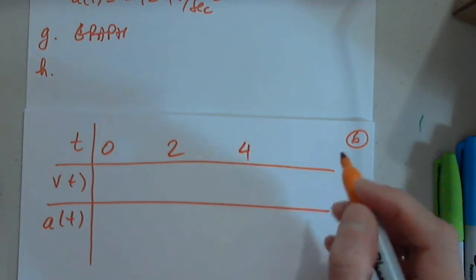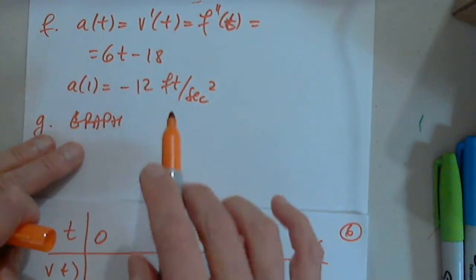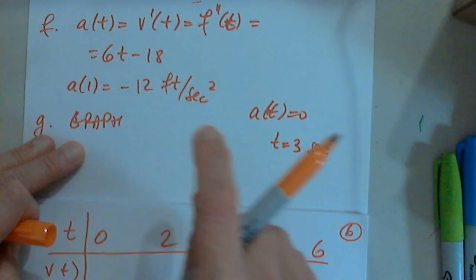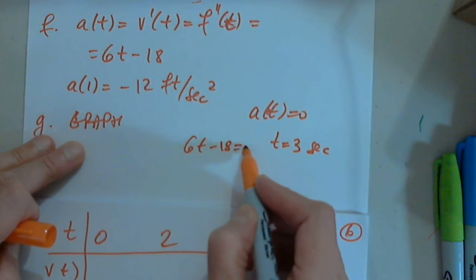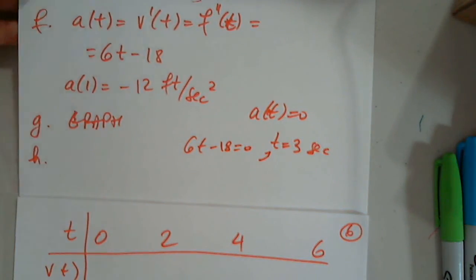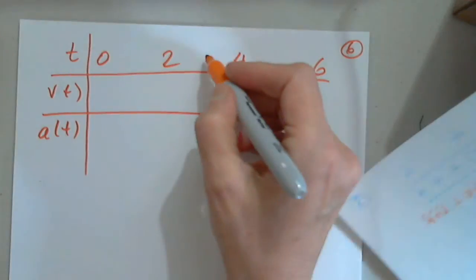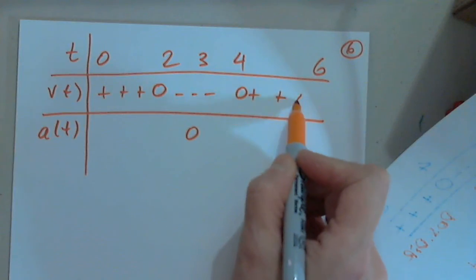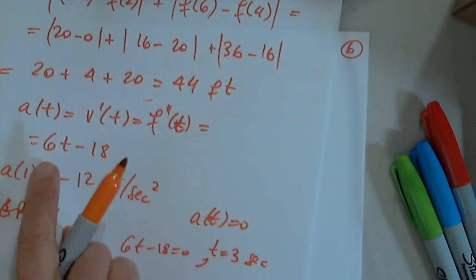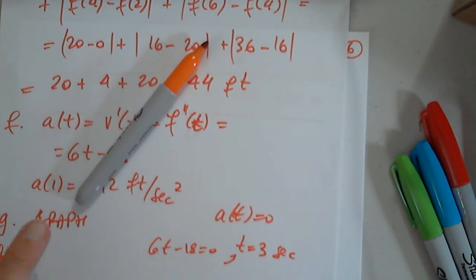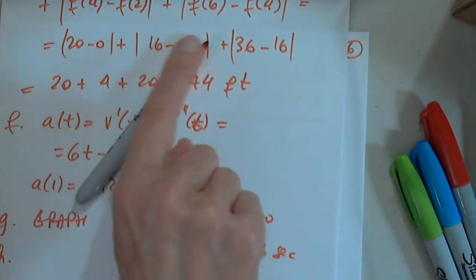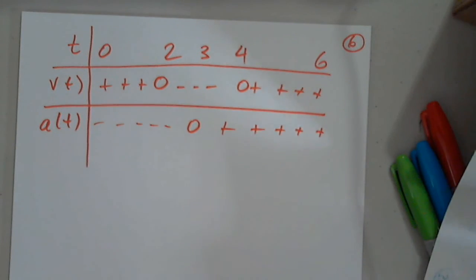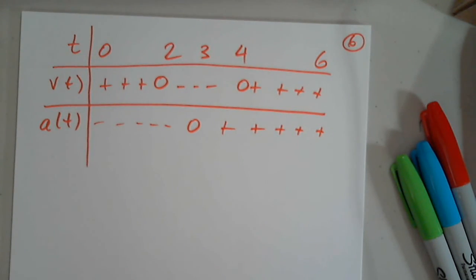between 0, and we also need to determine when is the acceleration 0. It is 0 when t equals 3 seconds. 6t minus 18 equals 0 means t equals 3. So here's 3, here's 0, 0, and 0. I already have the signs for the velocity and the sign for the acceleration. It's a linear function with a positive slope. Negative goes to 0, positive. Or you plug in numbers. It's up to you. Whatever works for you works for me.